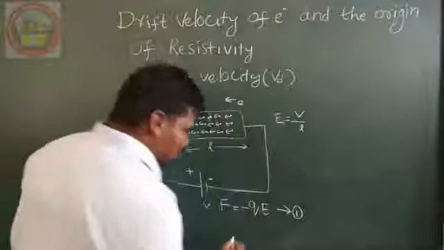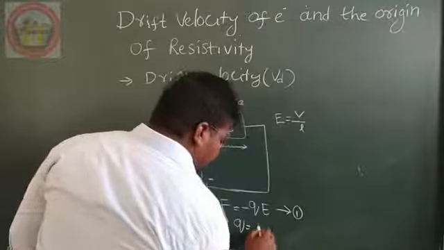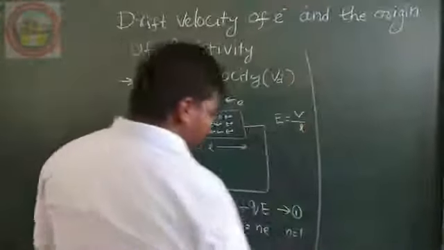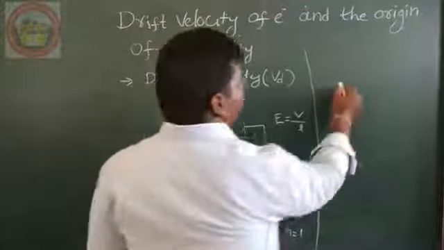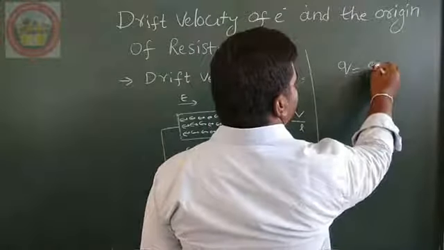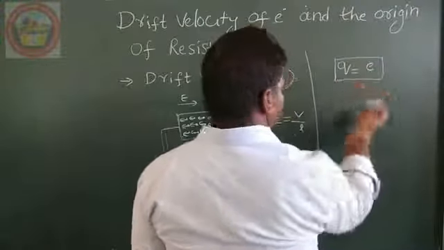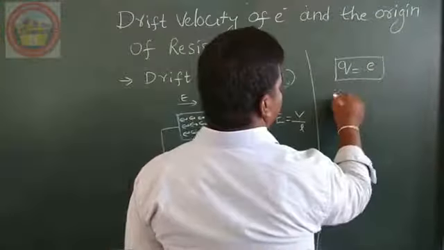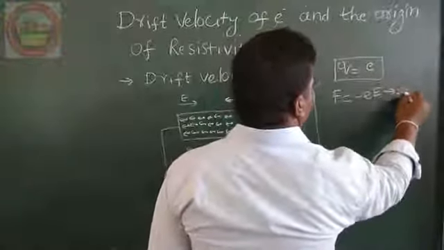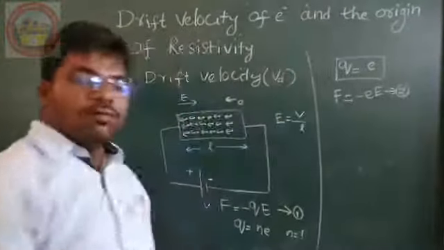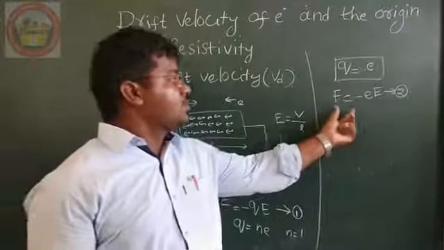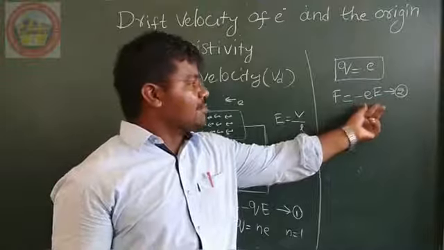We know that charge Q is equal to n e. Here n is equal to 1. Then Q is equal to e. So we can rewrite that equation: F is equal to minus eE, equation 2. So how much force is acting on the electron? F is equal to minus small e capital E.